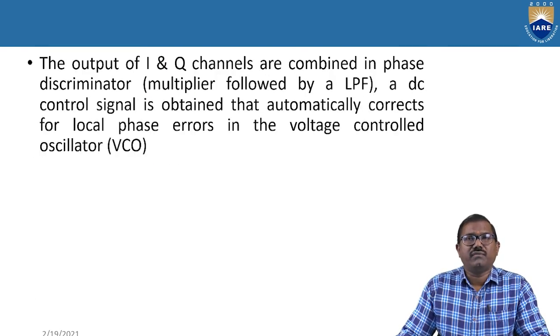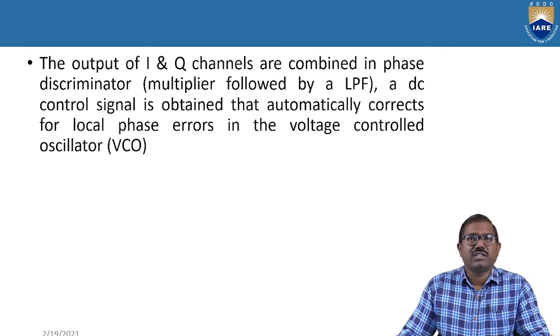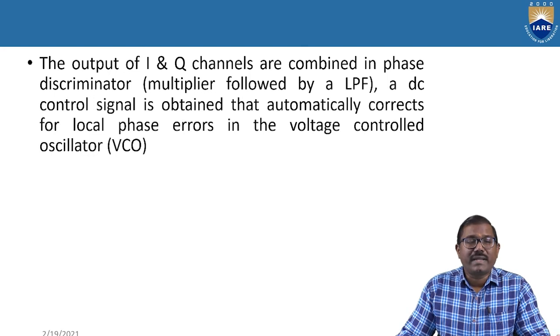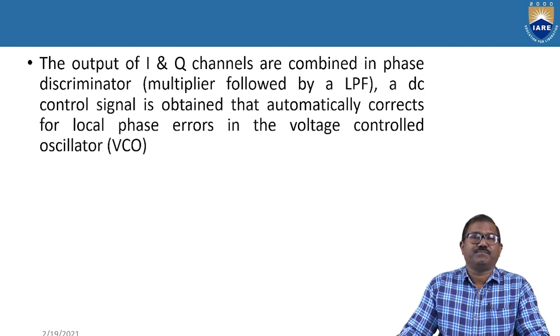The outputs of the I and Q channels are combined in the phase discriminator, followed by a low pass filter, and a DC control signal is obtained that automatically corrects for local phase errors in the voltage controlled oscillator. That means these errors are corrected by this VCO.